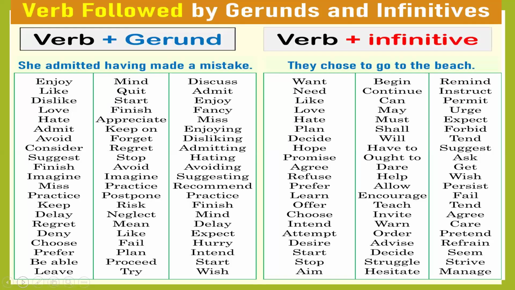These are the verbs followed by gerunds and infinitives. Verb plus gerund: she admitted having made a mistake. She admitted is the verb, having made is the gerund. So these are the lists of verbs. These are a few verbs with infinitives. They chose to go. Chose is the verb, to go is the infinitive. So these are a few verbs. You have to note them down and practice it.